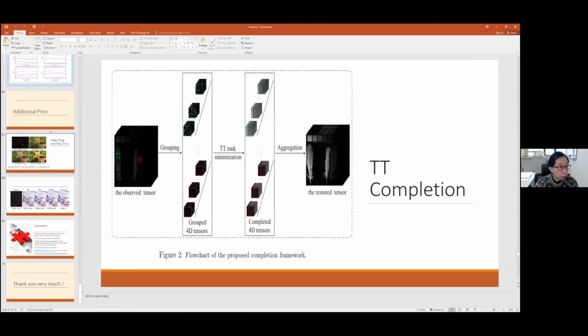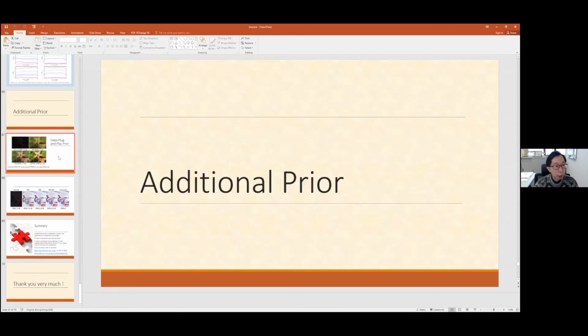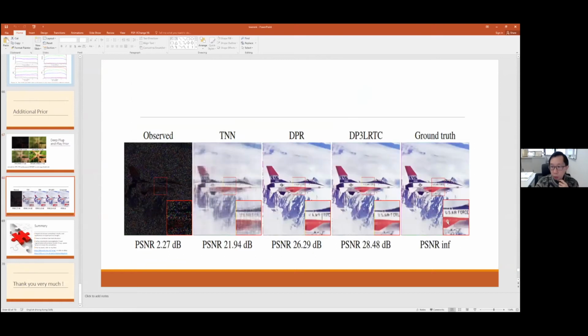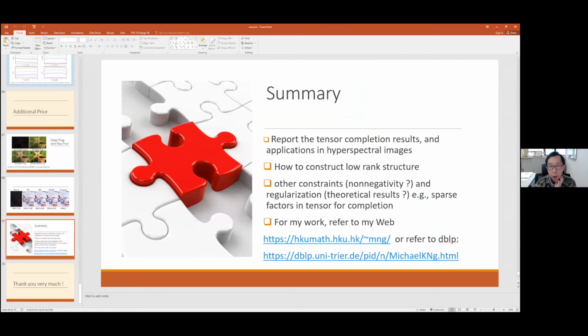Finally, of course, you can also add additional priors, for example non-negativity, or even a deep prior to help you further regularize. In some sense you have another dictionary to help you recover the images. This can help you get much better results. I should make a summary because I am almost out of time.